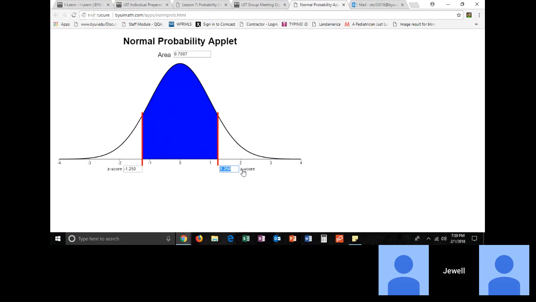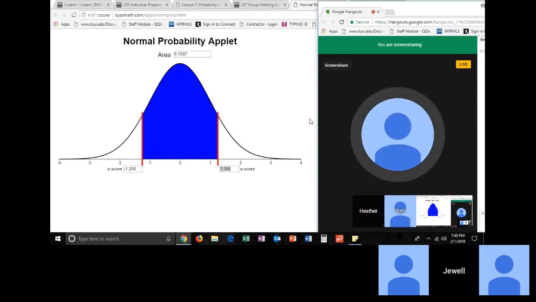I shaded the middle area and then put 1.25 in the z-score to the right-hand side, which gave me a negative to the left and gave me the right answer. That sounded like a whole bunch of gibberish. No, it doesn't. I get it. But I'm super excited that it makes sense.